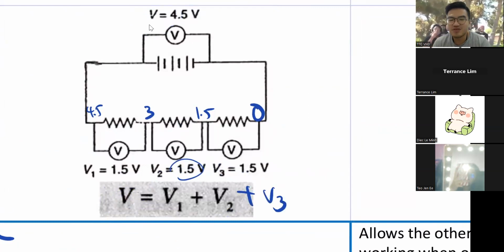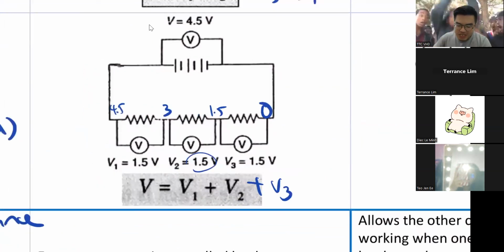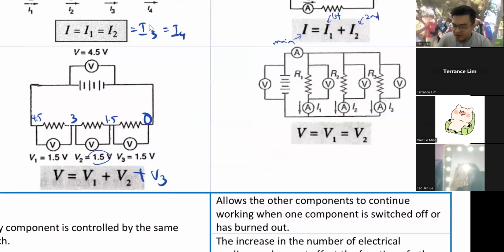Okay, things like that. So V1 plus V2 plus V3, you have your total V. So you see this is okay. Let me finish this.